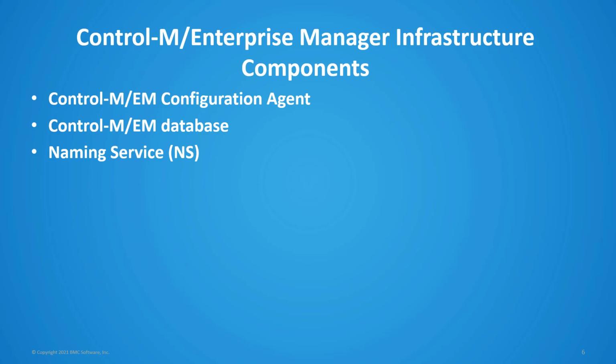Next, we'll look at the infrastructure components. The configuration agent handles administrative requests from the CCM and provides EM server information to the CMS process. The database provides a repository of operational data relating to the functioning of all Control-M installations, and naming service enables each client to locate and connect to the GUI service through the CORBA communication protocol.